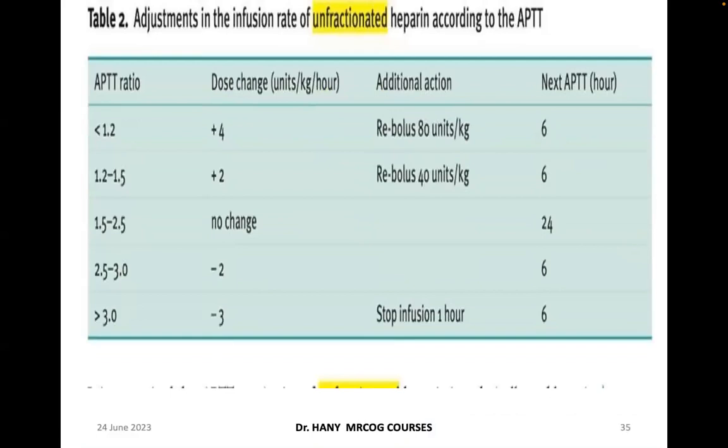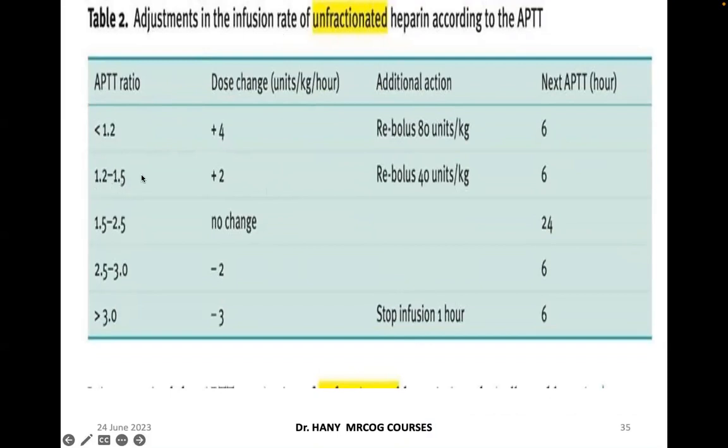You should keep the woman in the target, and you will adjust the dose according to the APTT ratio, the INR. The target coagulation profile, I should keep it always between less than 1.5.